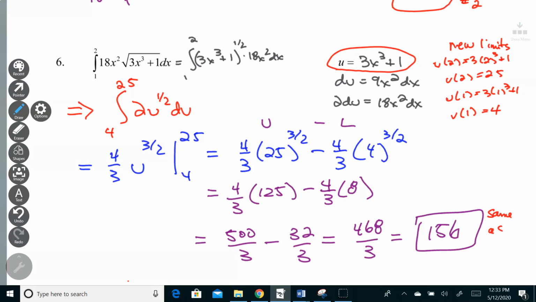This is exactly the same as what we did for number 3, except this whole resetting the limits based on u, I think, saved me probably an extra 2 or 3 minutes.